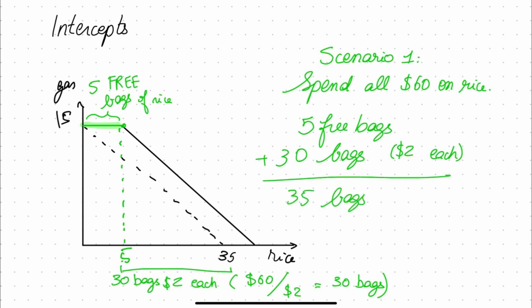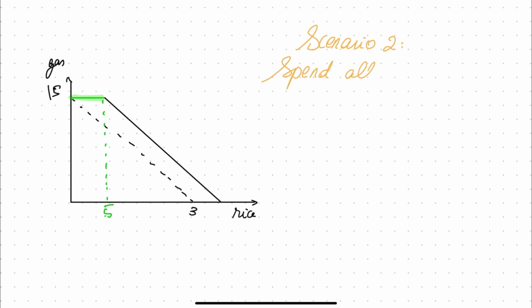So what if you decide to spend all your money on gas? Well, it doesn't affect the number of gallons you can buy. But now you can buy all 15 gallons of gas and still have up to 5 bags of rice simultaneously. You don't have to give any gas for that.